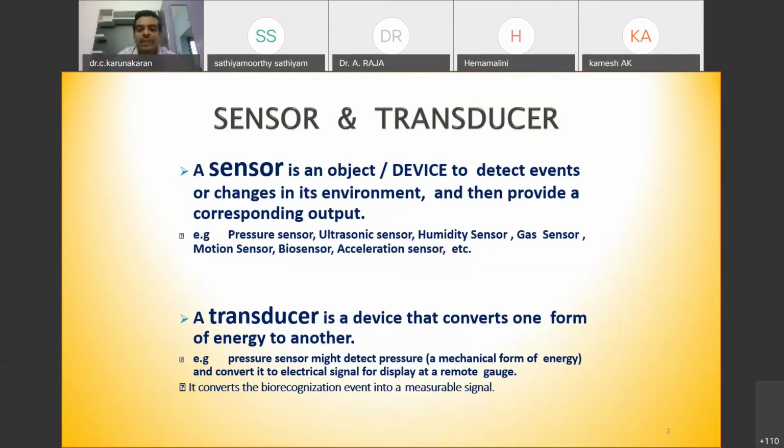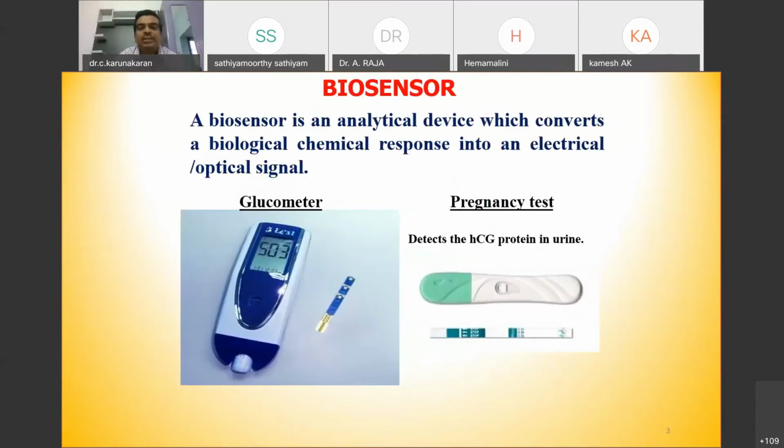It is called a transducer. It is a device that converts one form of energy into another form of energy. For example, a chemical or biochemical signal is converted into an electrical signal. Commonly used is what is called a biosensor. The biosensor is an analytical device which converts a biochemical signal, a biochemical reaction, into an electrical or optical signal. Commonly used biosensors are the glucometer, which everybody will be using, and the pregnancy test, etc.